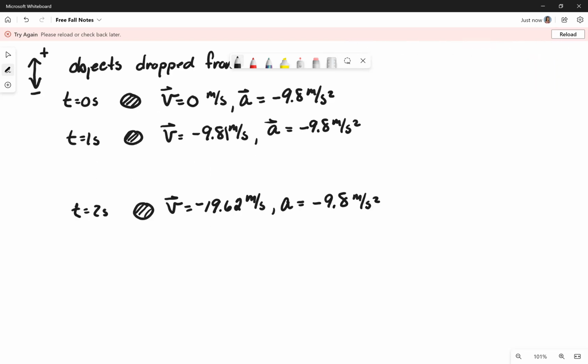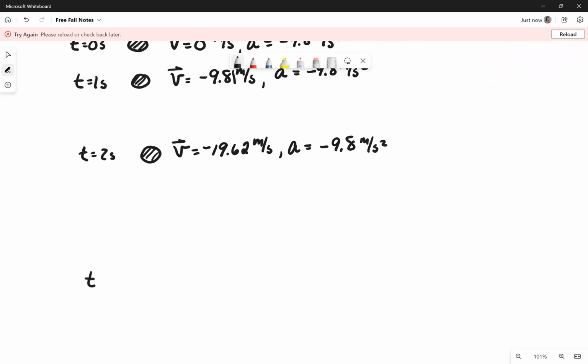At t equal to 3 seconds, the object will have traveled much further because it's going much faster. For velocity, we're going to add the 9.8 to that. So our velocity is still going to be negative, going down in that direction. Adding the 9.81 on, we'll have 29.43 meters per second with an acceleration equal to negative 9.8 meters per second squared.